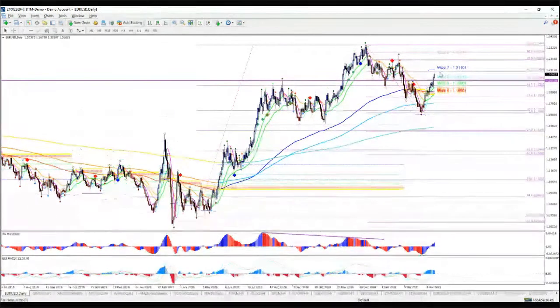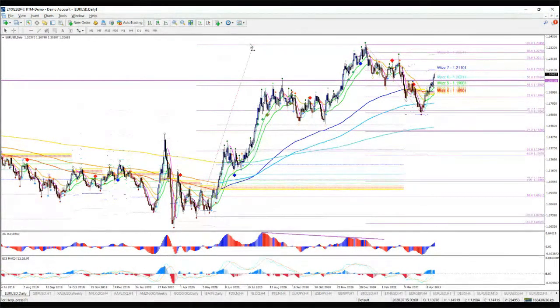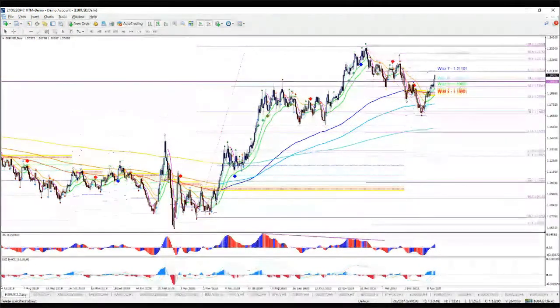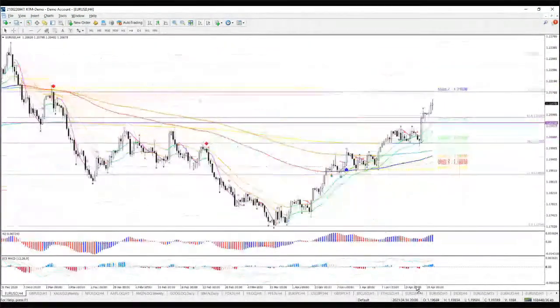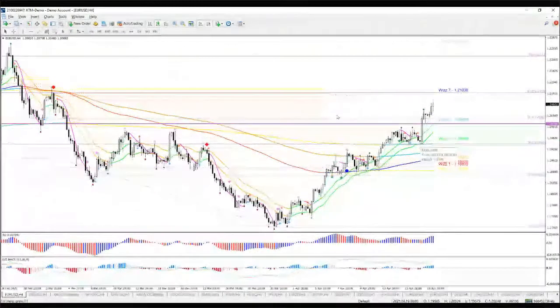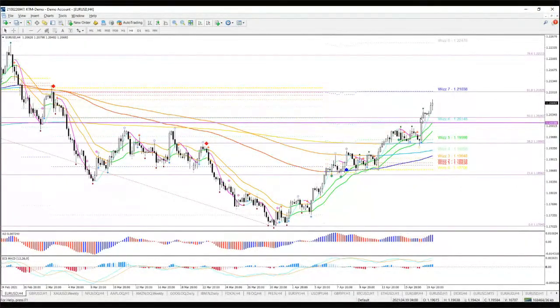That's also where I, at the very least, would expect a bearish bounce back down, as I mentioned in my euro dollar pound dollar video yesterday already, that this 50 fib probably will not hold because of the strength of the bullish price action. That's indeed what happened.